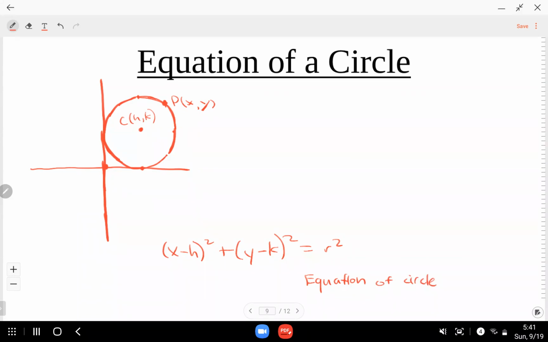Okay, that is the equation of a circle. Are there any questions? Any questions on this?